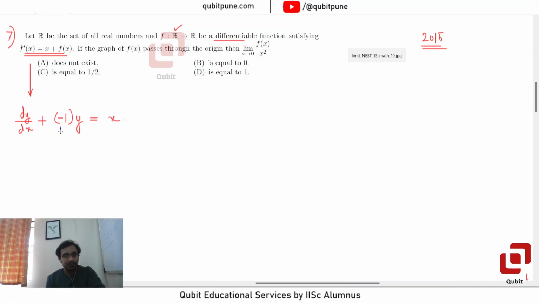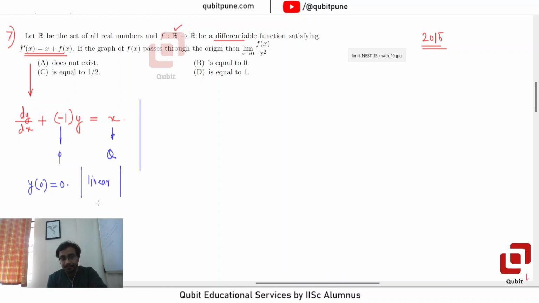In the usual form, this is p and this is q, and this is very much solvable. Additionally they've also given us that the graph of the function passes through the origin, that means y of 0 is 0. That is an additional piece of information. So we can actually find the particular solution of this differential equation because it is linear.